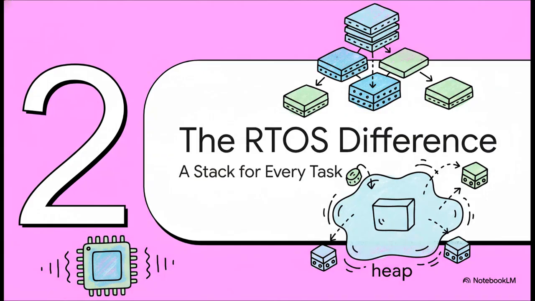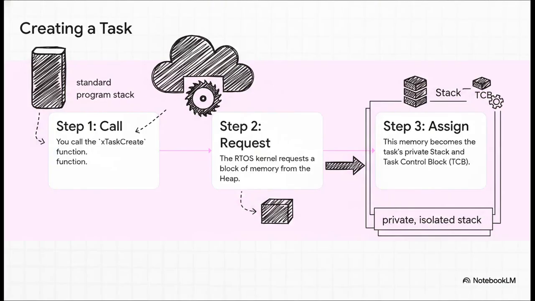Okay, now for the really interesting part. Let's see how this whole picture changes when we bring a real-time operating system into the mix. This is where that simple memory map gets a fascinating new twist, because an RTOS completely flips how we use the heap. You see, in a normal C program, you get one stack. That's it. But in an RTOS, every single task you create gets its very own private, totally separate stack.